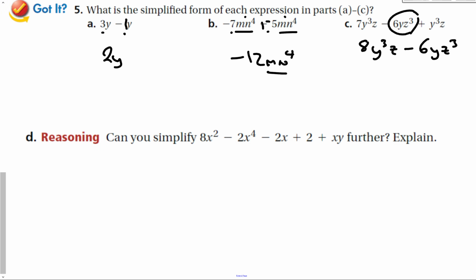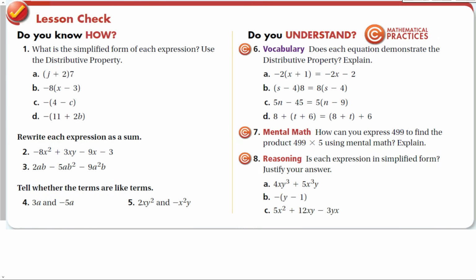Can we simplify 8x squared minus 2x to the fourth minus 2x plus 2 plus xy any further? Not with what we know right now, right? Because look, x squared, x to the fourth, x, 2, xy. All terms that are not the same. Okay? In the future, maybe we can try to factor that a little bit and simplify it that way, but we cannot combine any like terms because they don't have any.